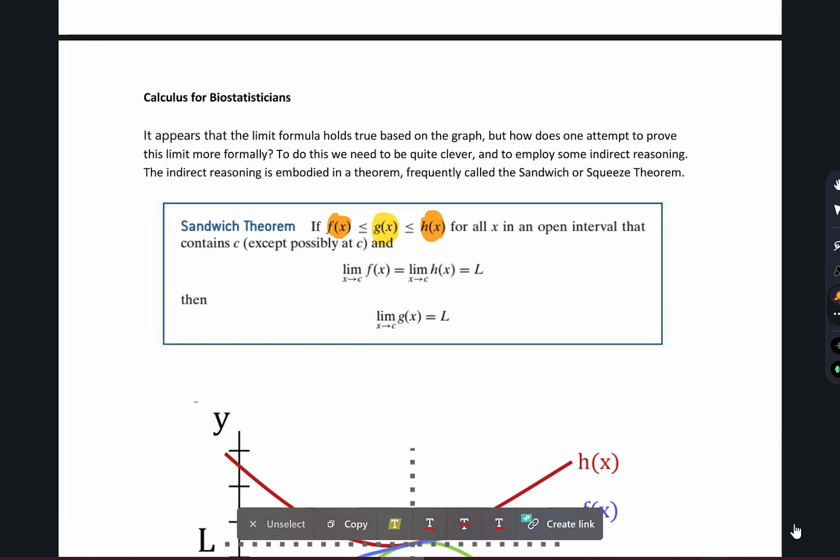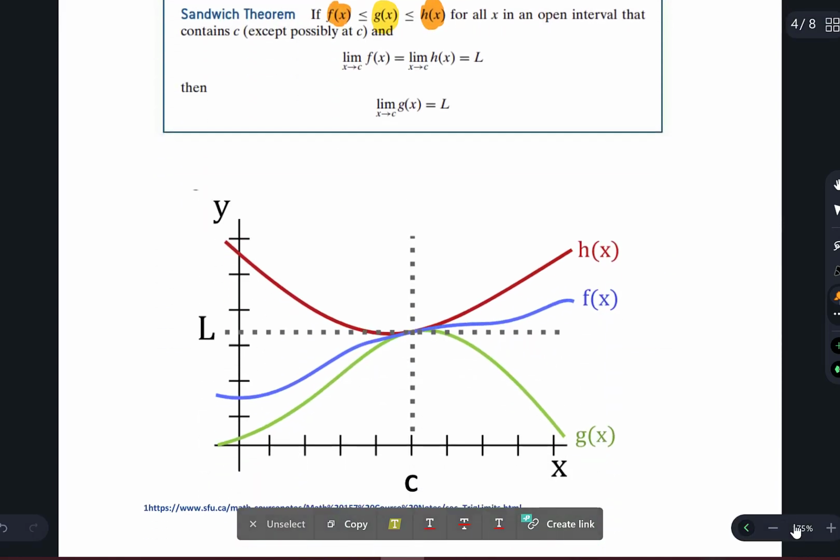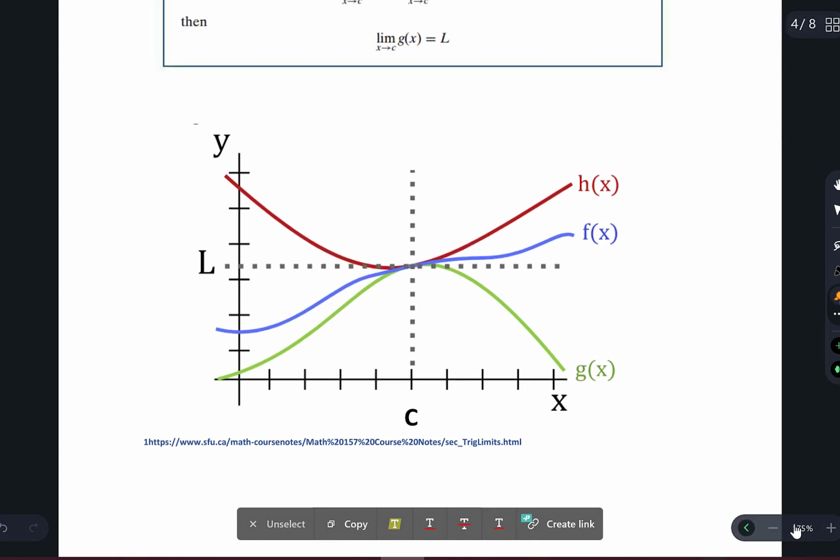It just has to occur on an open interval that contains c, which is the value you're interested in looking at the limit at. And so if you can do this, and the limit of f of x exists and is equal to the limit of h of x, essentially what this is saying is those two limits are kind of like the bread, and g of x is the meat of the sandwich. And so if the two bread pieces touch, in other words, they're equal to one another, then the limit of g of x must also be equal to that value. And so that's why it's called the sandwich or the squeeze theorem. And so I think it's kind of easier to see here in a picture.